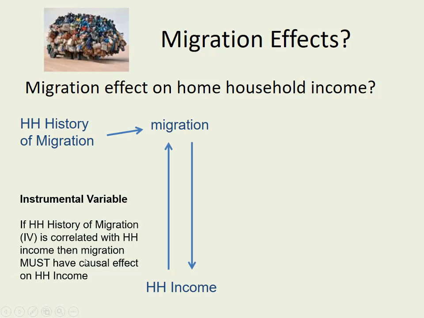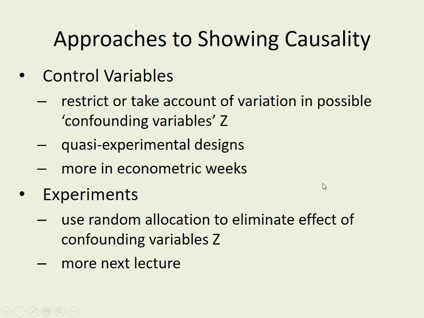Yeah, so that's putting it in words. And indeed, that's what they found, a positive effect of migration on household income. So if you see that, it means that migration raises household income. If you see the opposite, it means it decreases it, but that's what they saw.